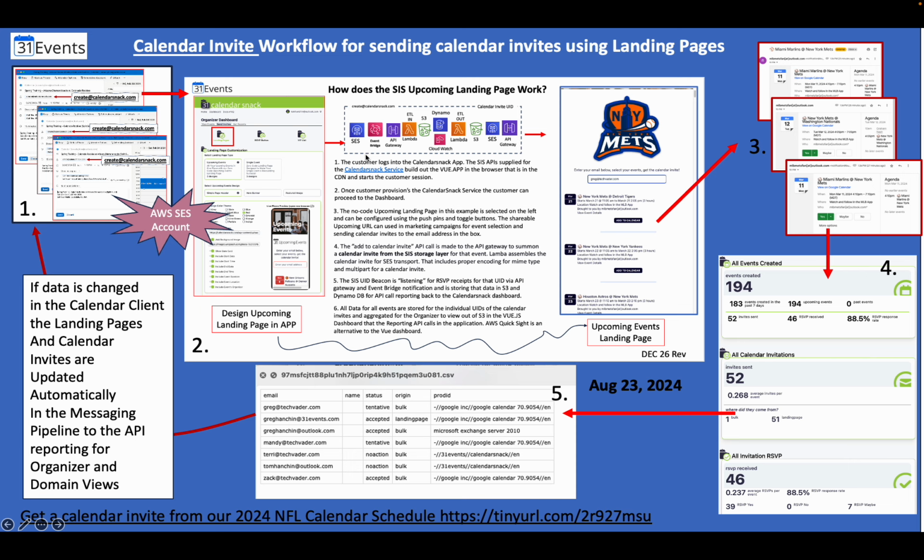The S3 bucket came from an SES, a simple email service inbox, and that data is processed on our system magically for you. There's nothing for you to do. And in the display of the CalendarSnack engine, we show an upcoming landing page which you can use. It's actually auto-generated using our tech stack. The importance of our tech stack, though, is it auto-generates upcoming landing pages, plus it allows you to send big bulk runs for calendar invites on AWS SES with Pinpoint mail marketing.